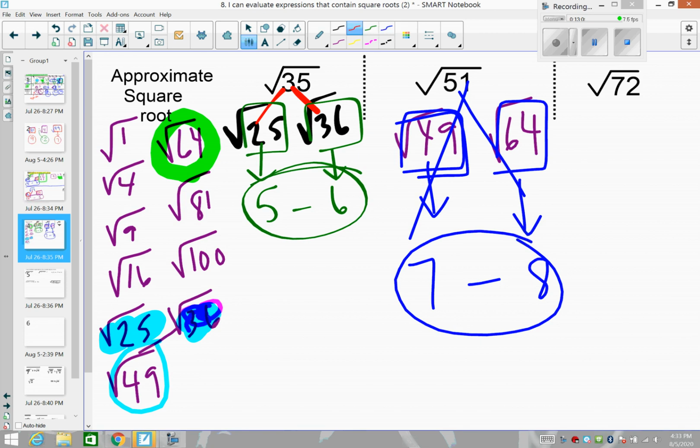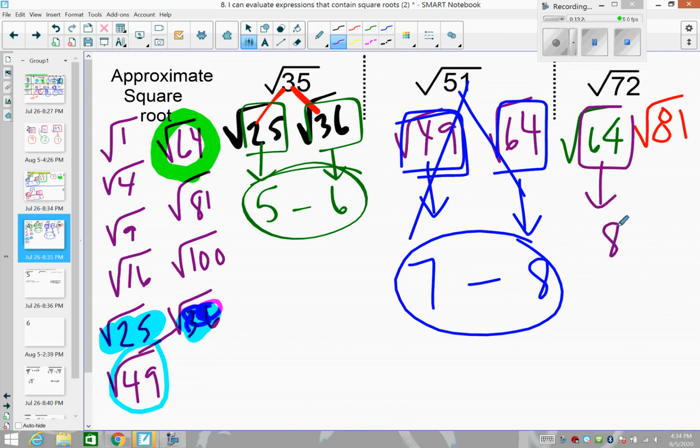So we know that the square root of 81 is a perfect square, and it's bigger than the square root of 72. And we also know that the square root of 64 is smaller than the square root of 72 and makes a perfect square. So the square root of 64 is 8, and the square root of 81 is 9. So our answers are sitting somewhere between 8 and 9.